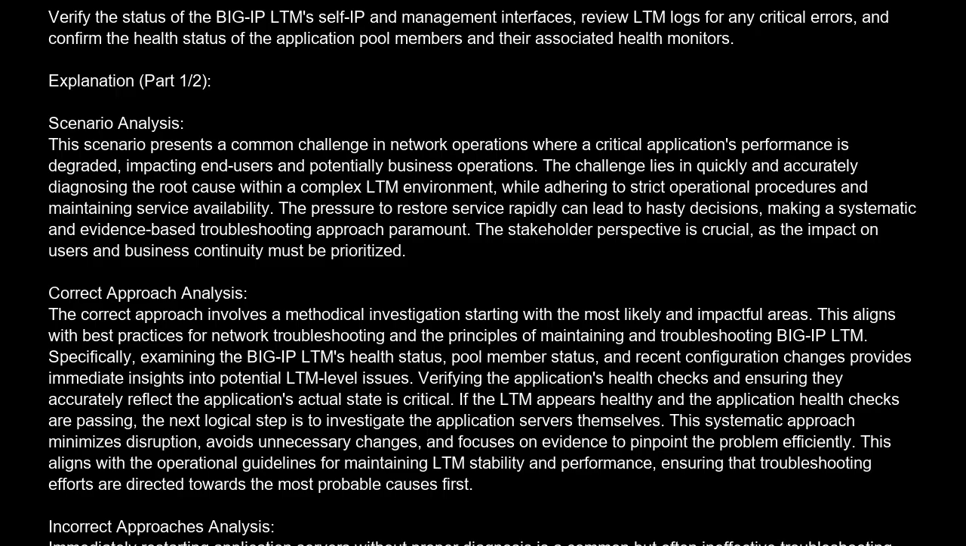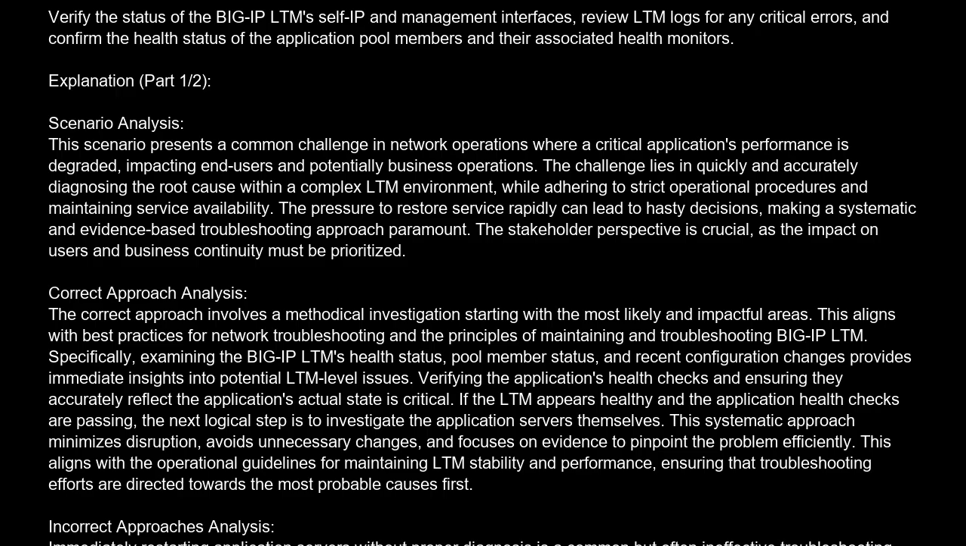This scenario presents a common challenge in network operations where a critical application's performance is degraded, impacting end users and potentially business operations. The challenge lies in quickly and accurately diagnosing the root cause within a complex LTM environment, while adhering to strict operational procedures and maintaining service availability. The pressure to restore service rapidly can lead to hasty decisions, making a systematic and evidence-based troubleshooting approach paramount. The stakeholder perspective is crucial, as the impact on users and business continuity must be prioritized.